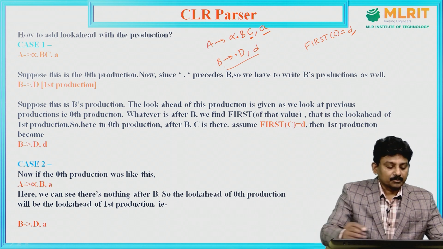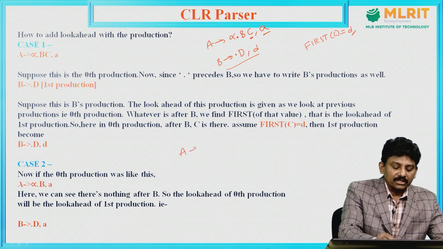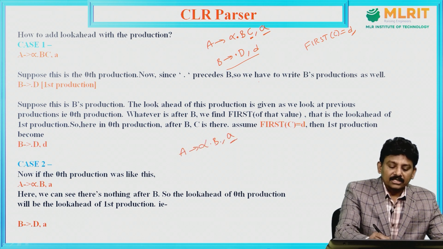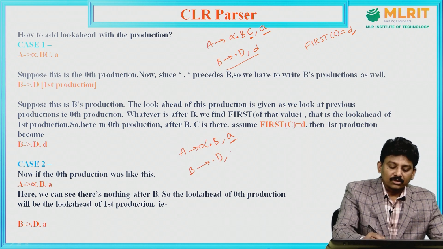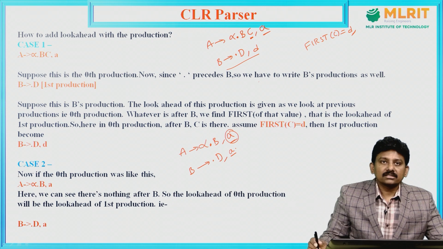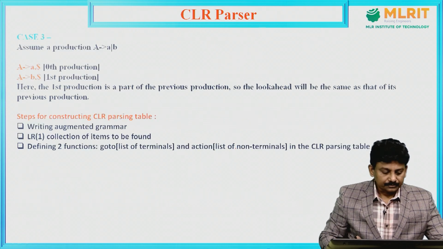Case 2: if there is a rule A derives alpha dot B, comma a as the lookahead, and here no variable is following the non-terminal B. So add the B rules, because dot is preceding B, B derives dot D. The lookahead for this rule: since no variable follows B, whatever lookahead is there in the previous rule is added as the lookahead for this rule.